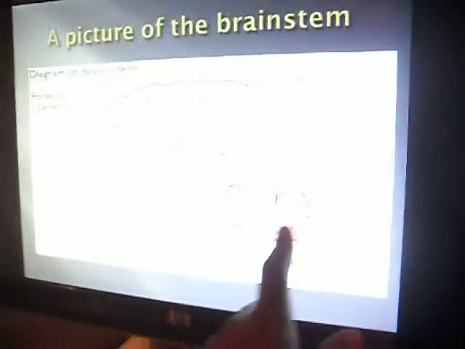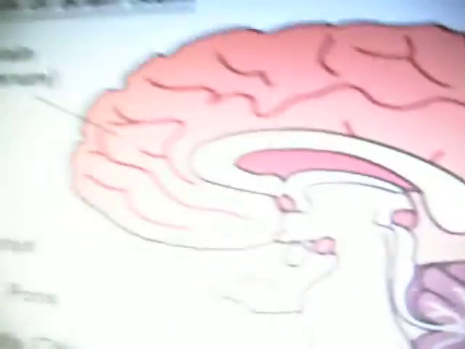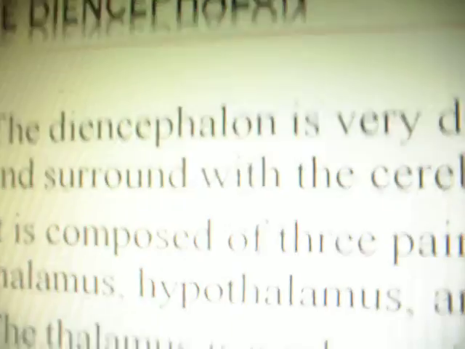And this is a picture of the brainstem. Right here is the cerebrum, and at the bottom here is the cerebellum, and this is the midbrain, the pons, and the medulla right here, and at the posterior is the spinal cord. And now this is the diencephalon.